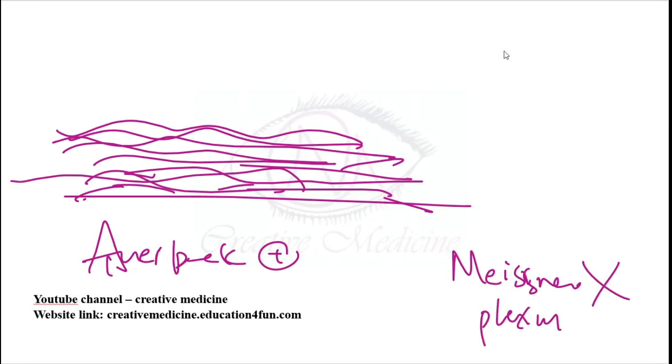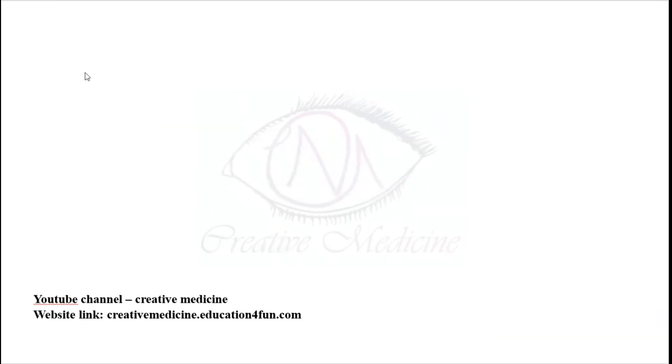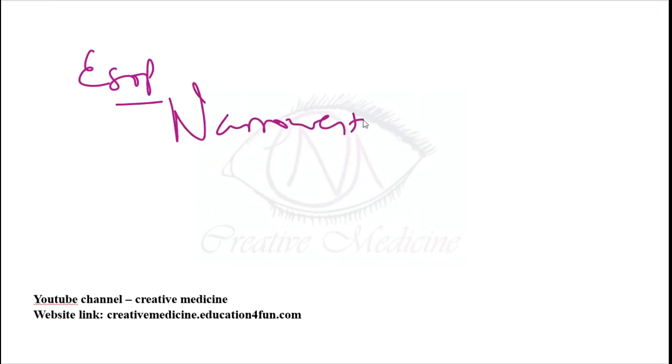One unique feature of the esophagus is the presence of lymphatics. Lymphatics are mainly present in the lamina propria in the esophagus. Then, as one-liners, this is the narrowest part of the GIT.